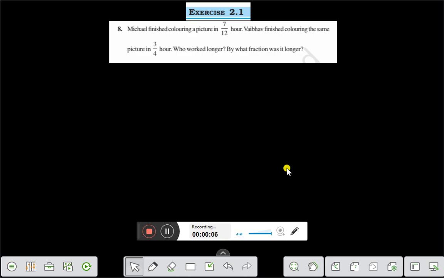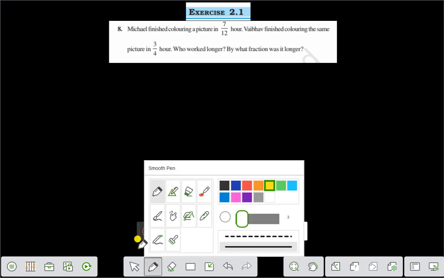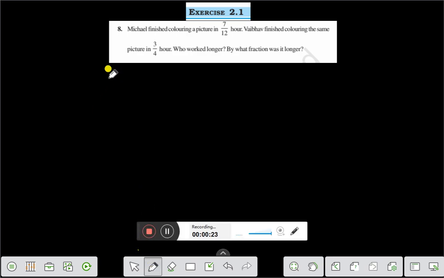Michael finished coloring a picture in 7 by 12 hour. Vaibhav finished coloring the same picture in 3 by 4 hour. Who worked longer? By what fraction was it longer? Let us find the time taken by Michael.